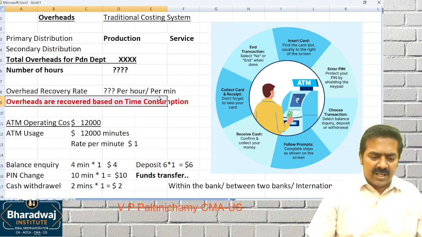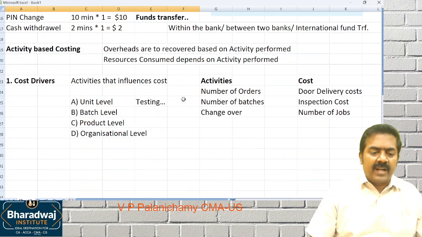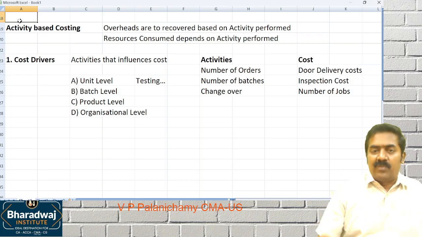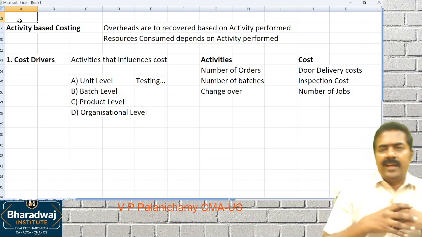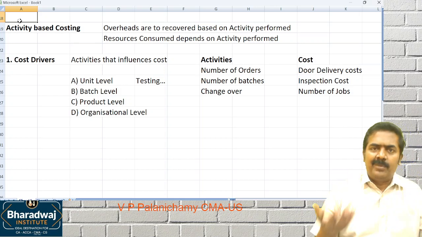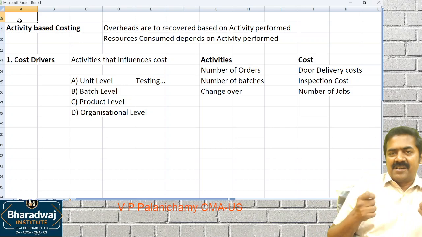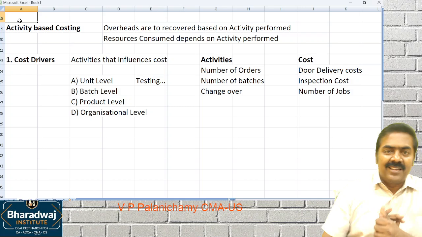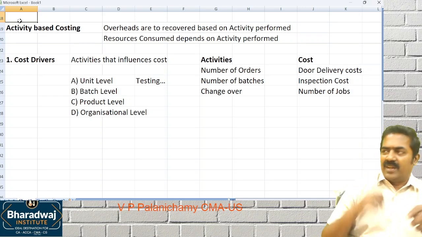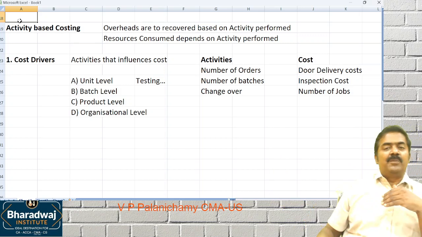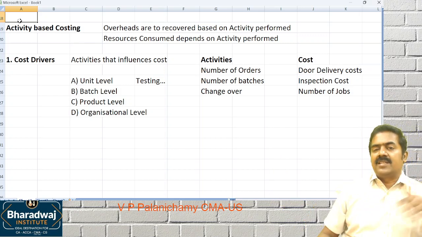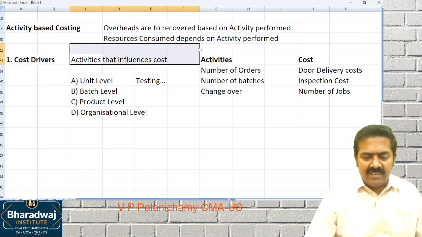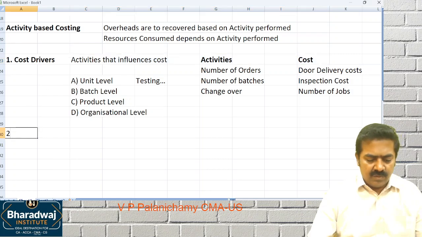method where overheads are recovered based on time consumed. They moved to activity based costing where only when there is a war, and depending upon what level of war, how many bullets fired, how much landscape is conquered, how many opponents killed, based on that they assigned the cost. So for every bullet fired, every opponent killed, and every kilometer occupied, they assigned the cost, and they paid incentives also to the soldiers like that. So that is it: identify the activities that influence cost. Then find out the cost driver rate.